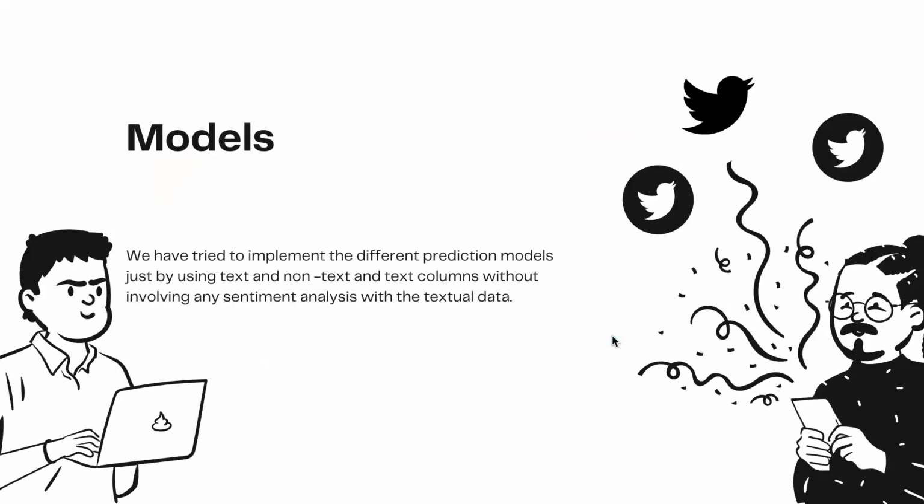So we already have an idea about what model is going to give us what kind of accuracy based on what we got from PyCaret. But still, we wanted to use different models and see how the accuracy is going to come up based on non-text and text columns. We have not used any kind of sentiment analysis in these model predictions. We have just used the columns and found what predictions we're getting.